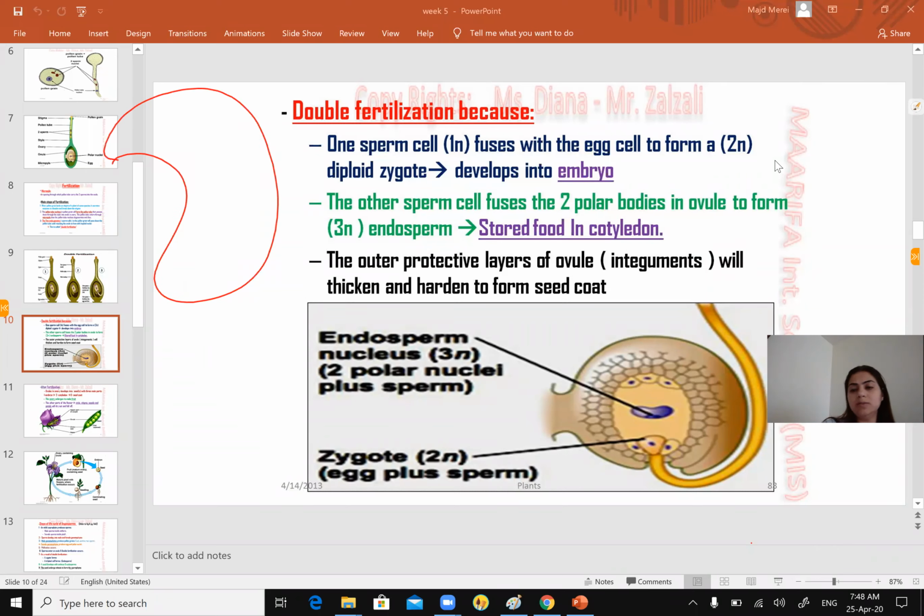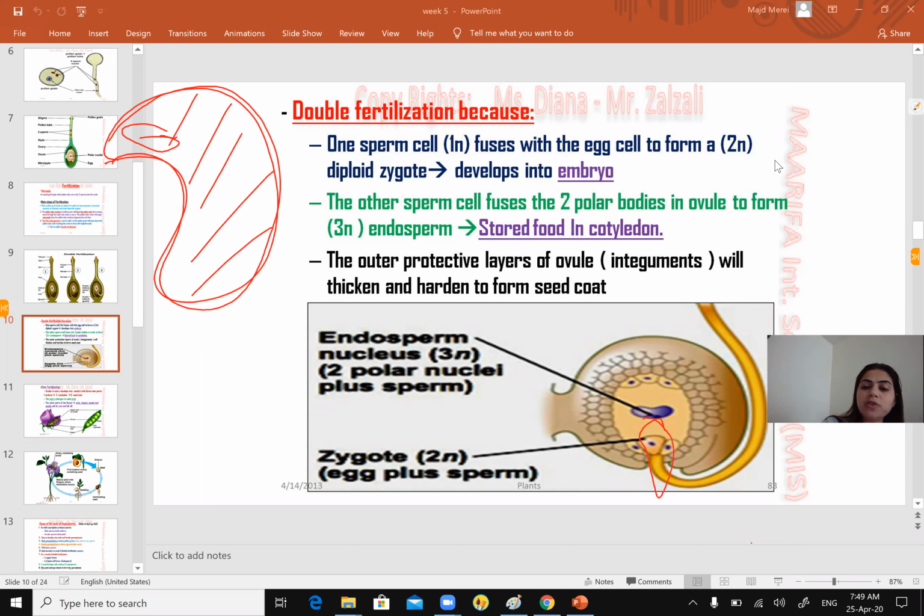This is the seed. It's the formation of the seed, right? Pollination followed by double fertilization. The seed has three parts: the embryo, the seed coat, and the nutritious part. This is what? The ovule inside the ovary.